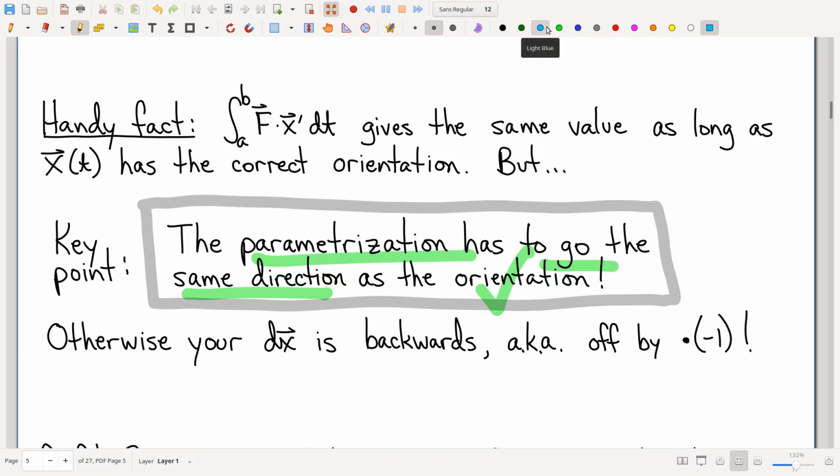assuming your parameterization goes the right direction, you're always going to get the same value no matter what parameterization you pick. As long as the orientation is right, all good, go ahead, pick your favorite, doesn't matter, you'll always get the same answer. Is that cool?